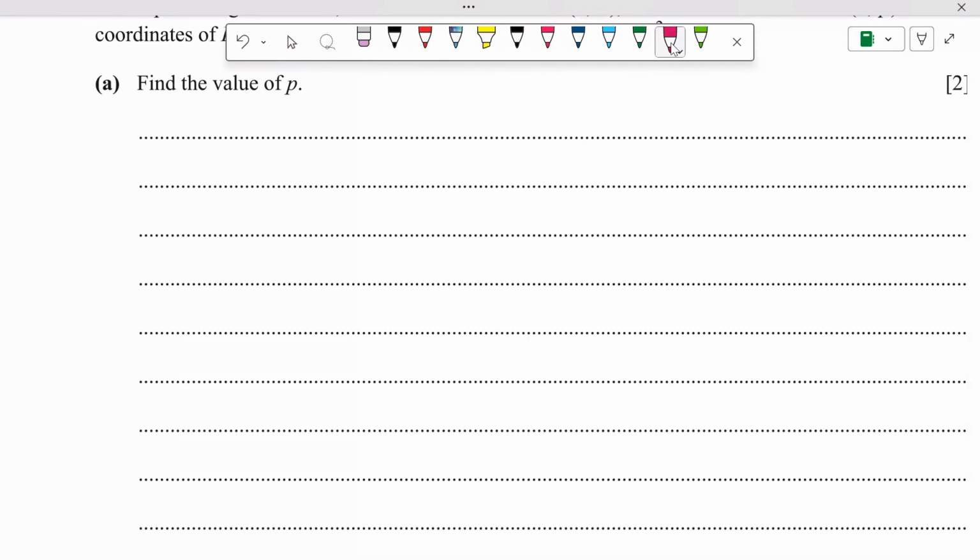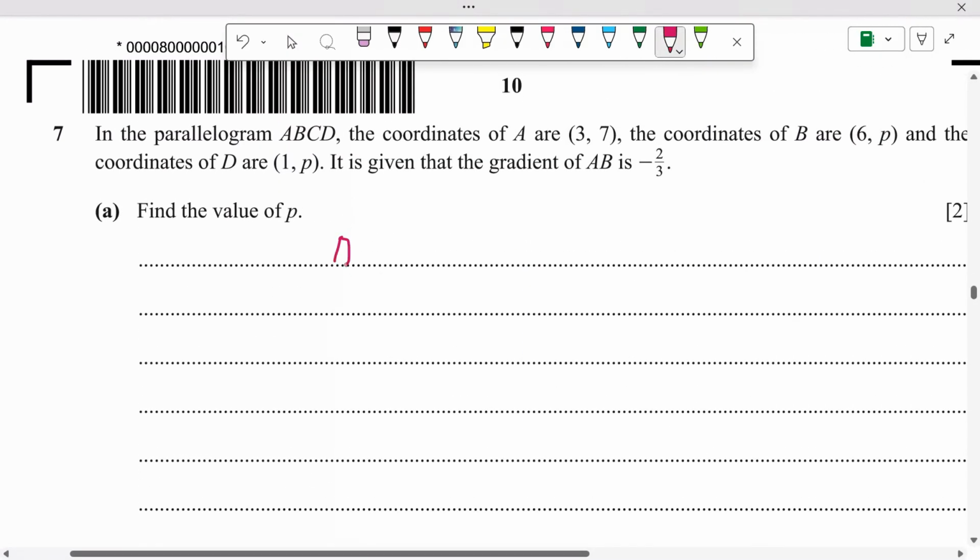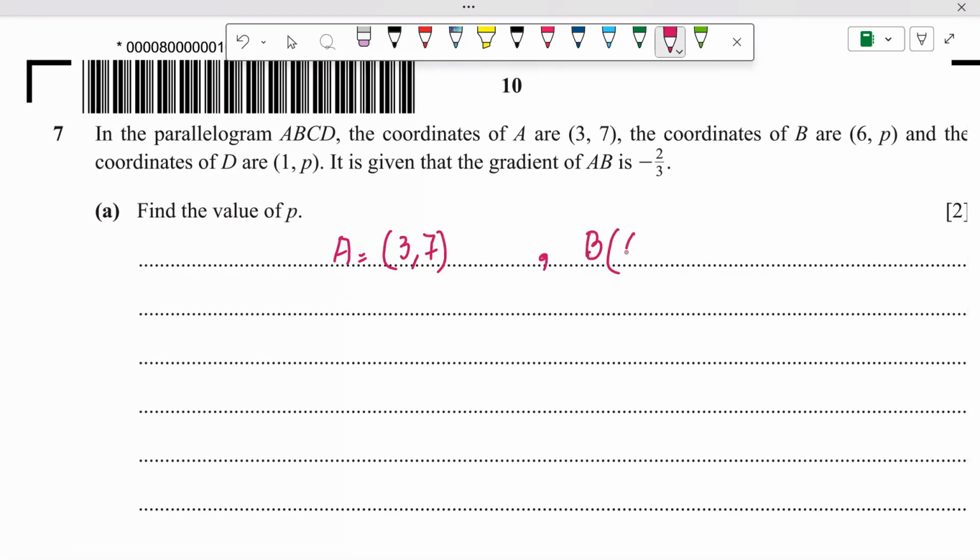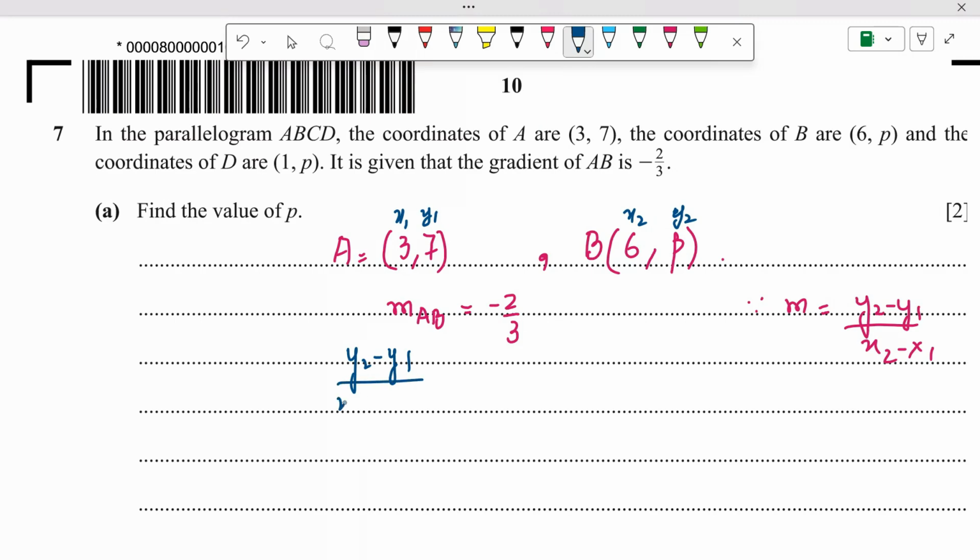Okay, we have the two points A, which is (3, 7), and the point B, which is (6, p). And we know that the gradient of AB is given, which is negative 2 over 3. So m_AB is negative 2 over 3. We know that slope can be found by using the formula (y2 minus y1) over (x2 minus x1). So in this case, this one is x1, this one is y1, this one is x2, and this one is y2. So (y2 minus y1) over (x2 minus x1) is negative 2 over 3.